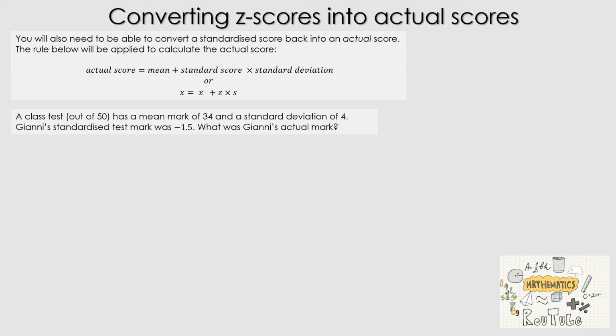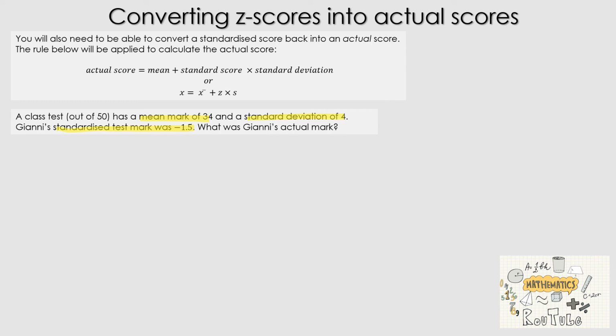A class test, which is out of 50, has a mean mark of 34 and a standard deviation of 4. Gianni's standardized test mark was negative 1.5. What was Gianni's actual mark? We can see that Gianni performed below the class mean by 1.5 standard deviations, which is indicated by the z-score of negative 1.5. But we need to work out how many out of 50 Gianni actually got right. So we're trying to work out his actual mark or his actual grade.